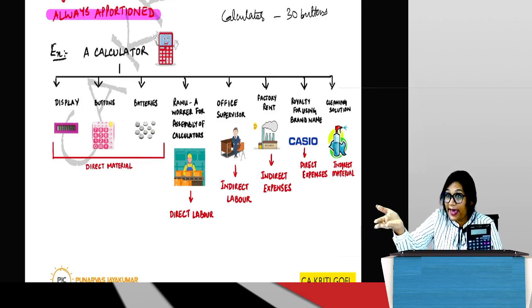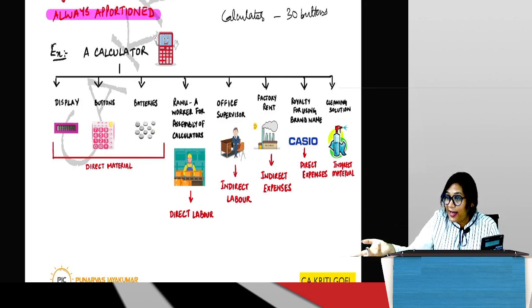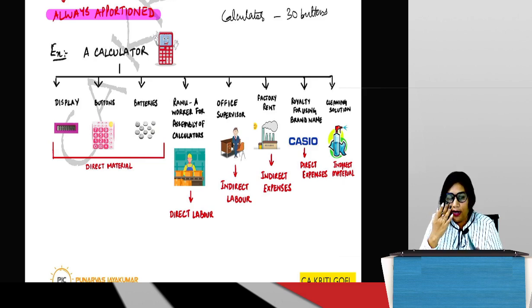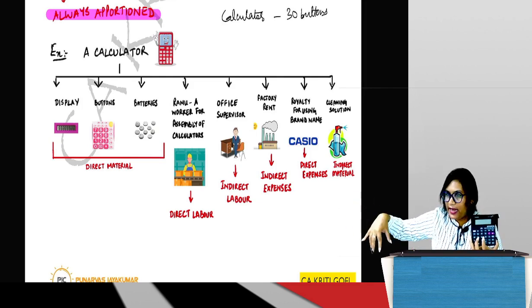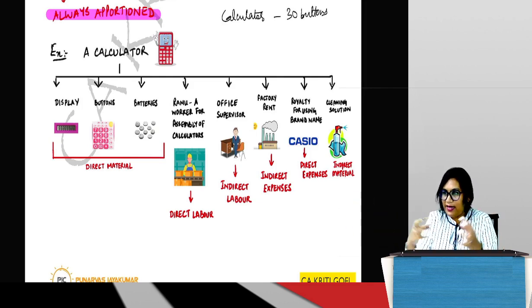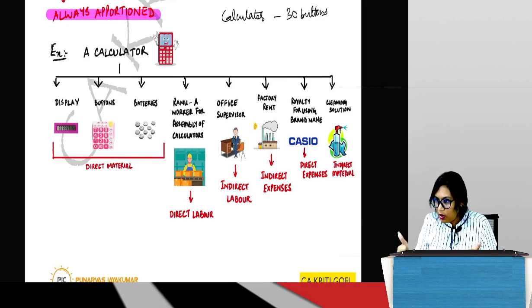Like yesterday in the cake baking example, flour was a direct material. Correct? That can be directly associated with the cake. Right? But indirect material, guys, is that material which is not directly associated with your product. So let's take a simple example. Now these calculators are manufactured in a factory, right? So there is a proper area where all this assembly is happening. Now after the assembly happens, the area becomes dirty. So I am using a cleaning solution to clean it. That is material. You agree?